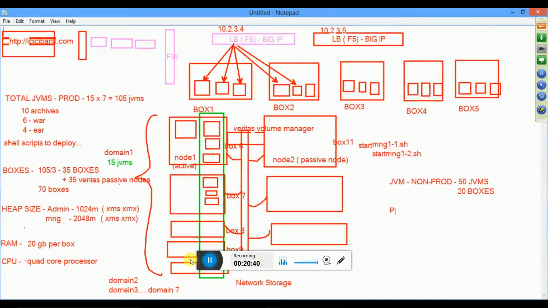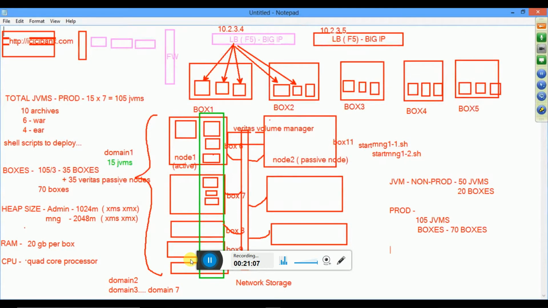Now production, when it comes to production, 105 JVMs, you always say approximately, guys. You don't say exactly that we're supporting 105 JVMs. It's not like that. You say, okay, we are supporting around 105 JVMs. You should act like you are thinking and telling it. It's not like you mugged it up. All right. Then 105 JVMs, how many boxes are you supporting? Because there is a Veritas cluster, 35 plus 35.